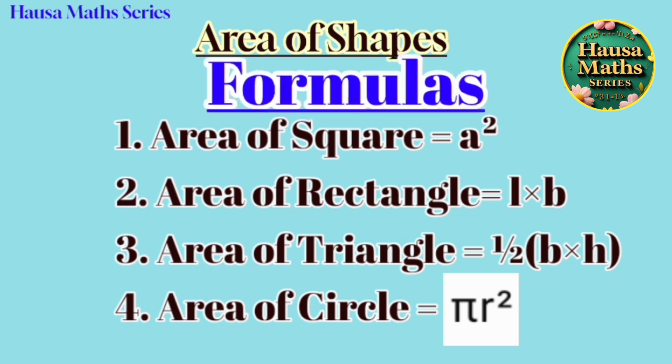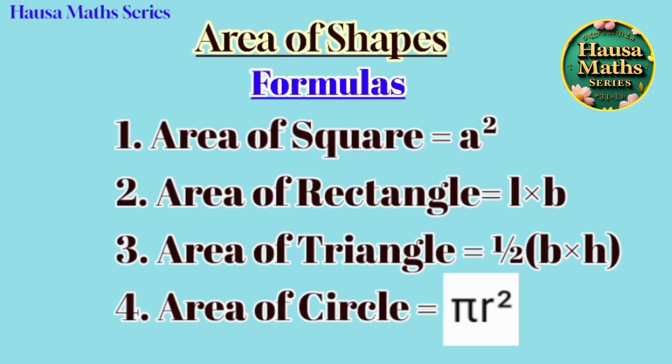So we have the formulas. Number one, we have area of square. Always when we are looking for the area of a square, we are just squaring the length of one side. Number two, area of rectangle. The area of every rectangle is the length times breadth, means the size of length times the size of breadth.